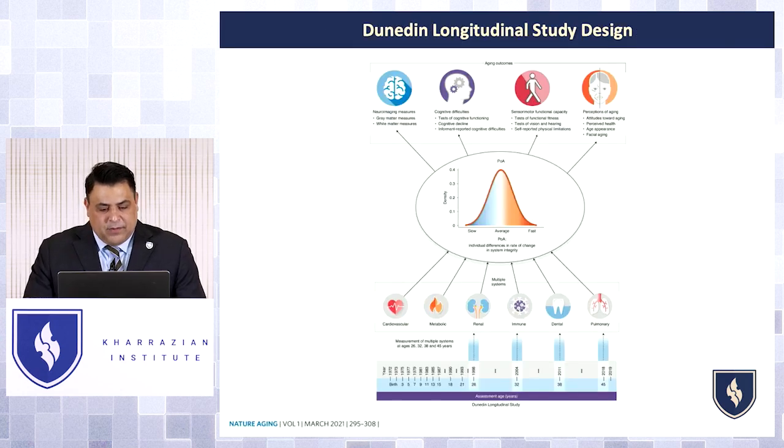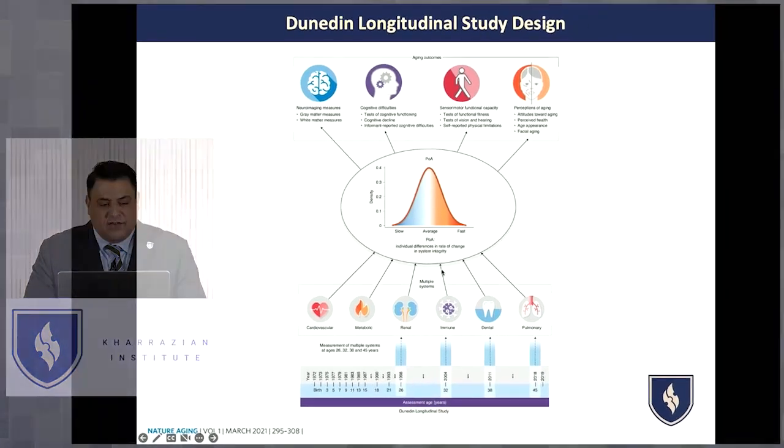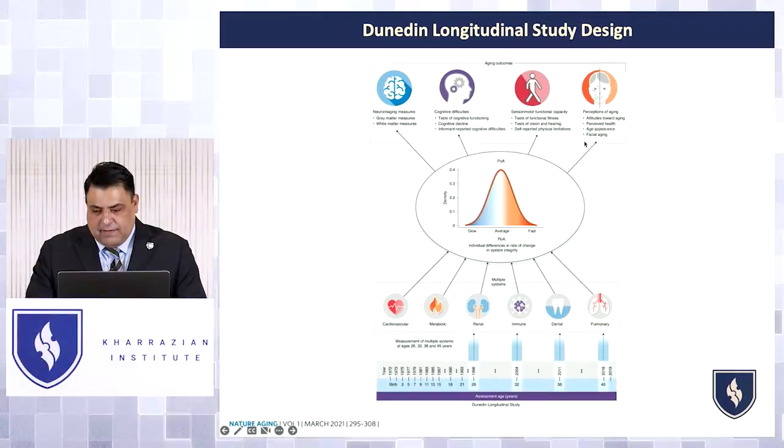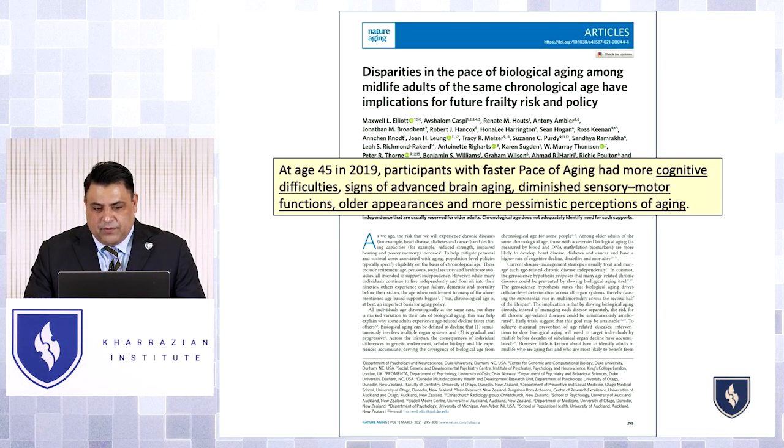And then the model they used is with these 19 markers, we're looking at cardiovascular function, metabolic function, renal function, immune function, dental health, pulmonary function, and then we can see how these markers are causing changes in their neuroimaging test, looking at gray and white matter measurements, looking at their cognitive difficulties, looking at their functional fitness, and so forth, and then also perceptions of aging, their attitudes of how things are going. So they did this study, and then there's some interesting things that they found with this study. So let's go through that.